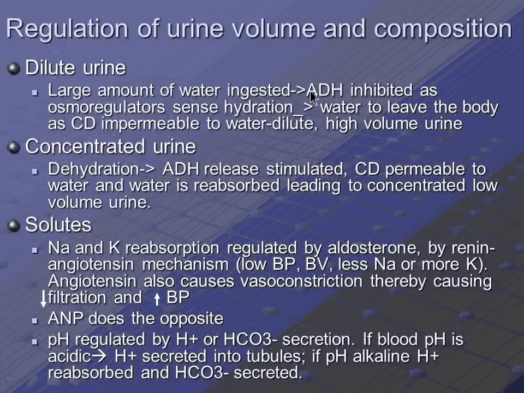So water cannot be reabsorbed from the collecting duct, and the body gets rid of it. In the distal tubules and collecting ducts, here it's the collecting duct and distal convoluted tubules which become impermeable to water. So as a result you produce high volume urine.